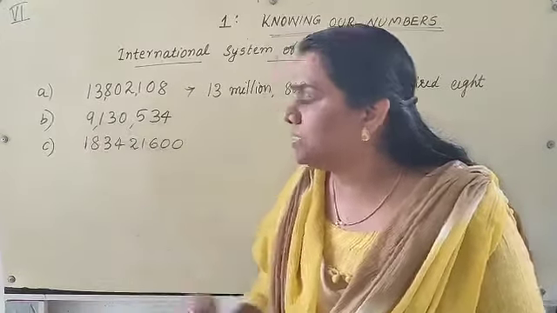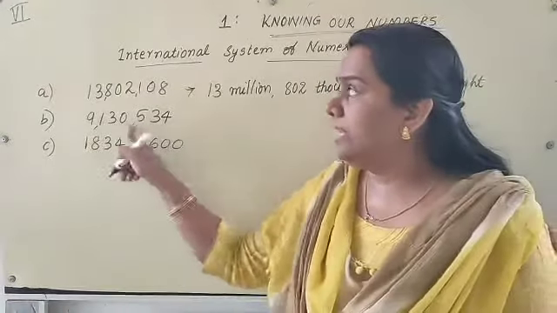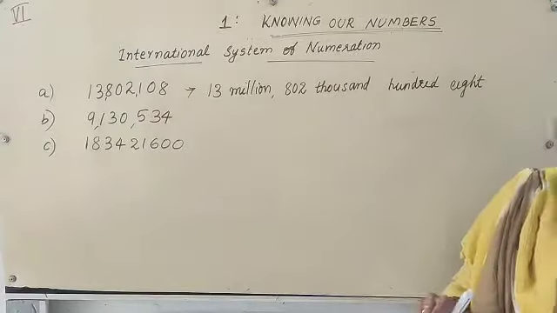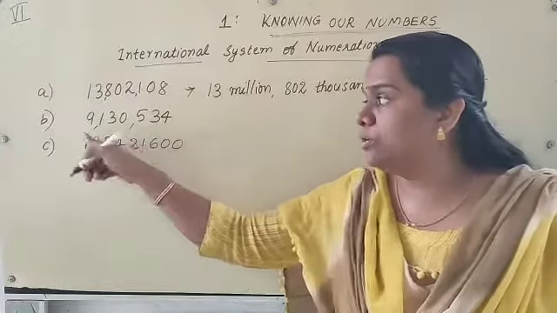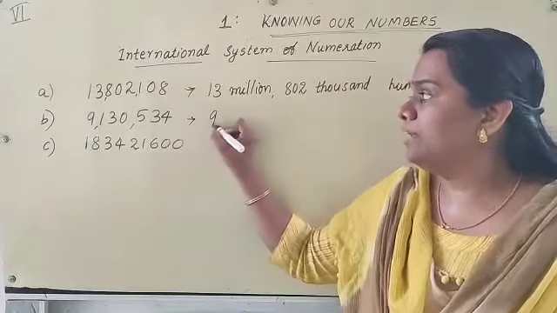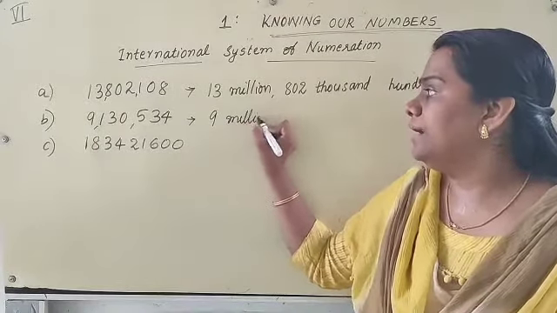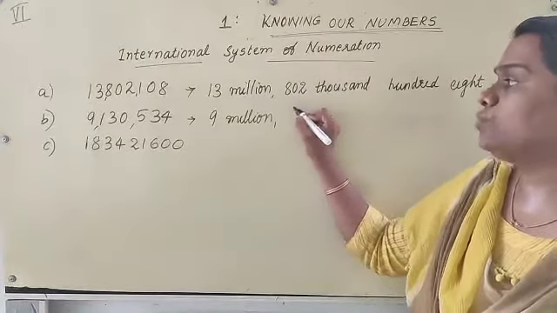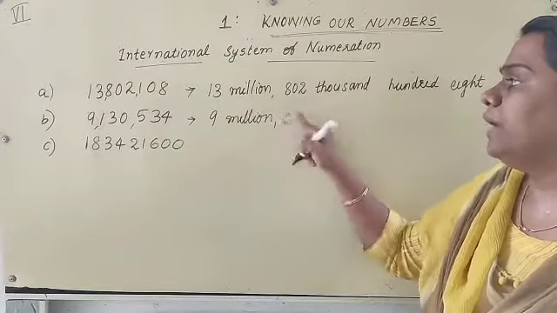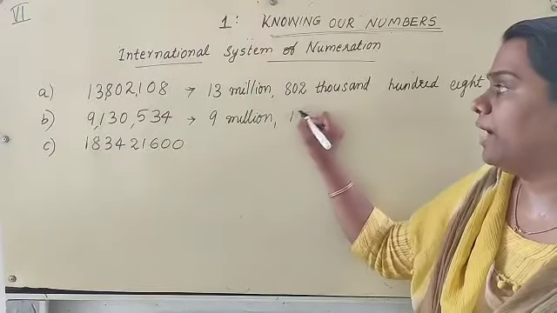You should put commas. Here we are studying the international system of numeration. After each 3 digits you have to put a comma. The number here is 9,130,000. That is 130. You wanted to write in words.